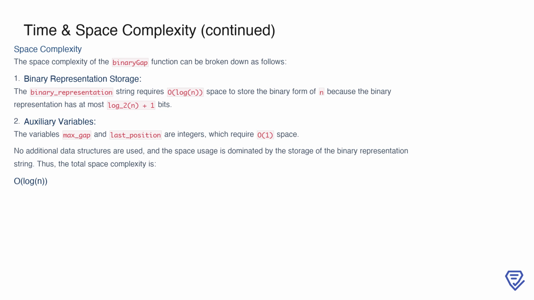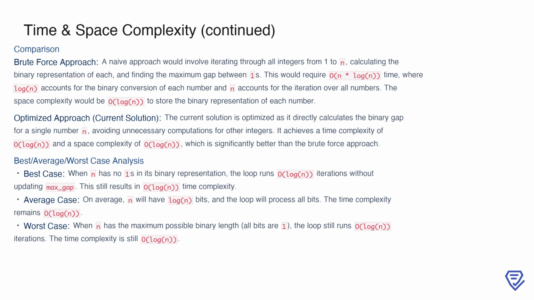Let's compare this optimized approach with a brute force method. A naive solution might iterate through all integers from 1 to n, compute the binary representation of each, and find the maximum gap for every number. This would involve O(n * log n) time, where log n accounts for the binary conversion of each number, and n represents the total numbers iterated. The space complexity in that case would still be O(log n), due to storing the binary representation for each number, but the time complexity is significantly worse.